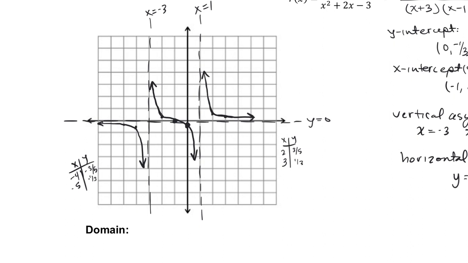The domain, if we take out x equals negative 3 and x equals positive 1, we're going to have from negative infinity to negative 3, and then from -3 to 1, and 1 to infinity.